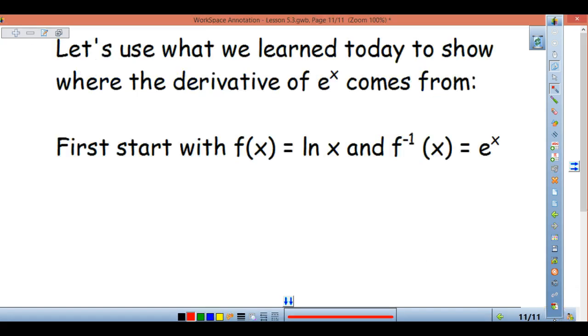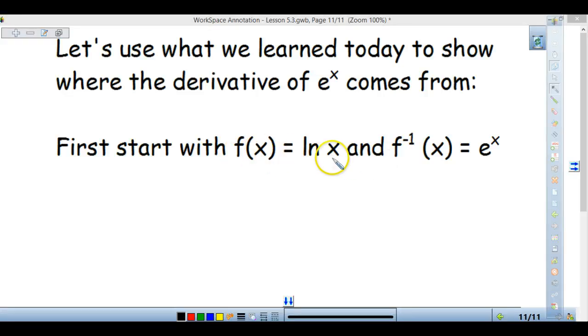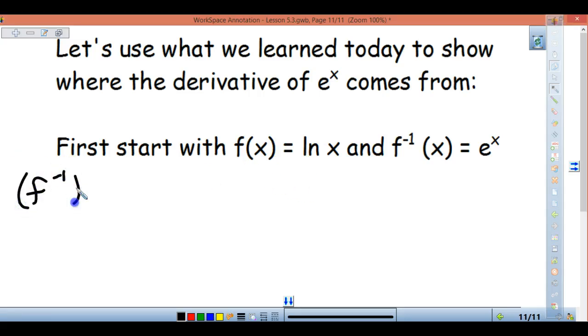Okay, last but not least, let's look at something we've worked with recently. So natural log of x and e to the x. Let's just show, using the information that we learned today, that the properties we've learned to be true earlier in this chapter can be held up. So let's say that f of x equals natural log of x, and that its inverse is e to the x. So let's just practice again: the derivative of a function's inverse is equal to the reciprocal of the derivative of the function at that point.